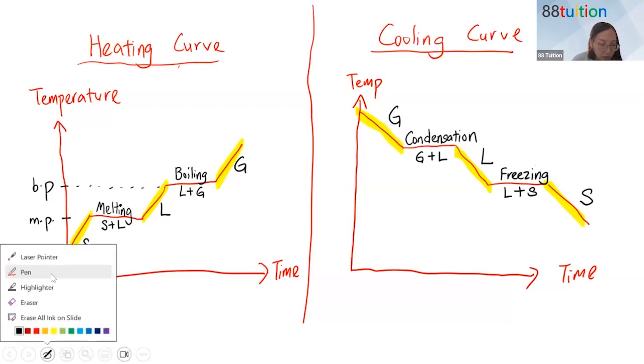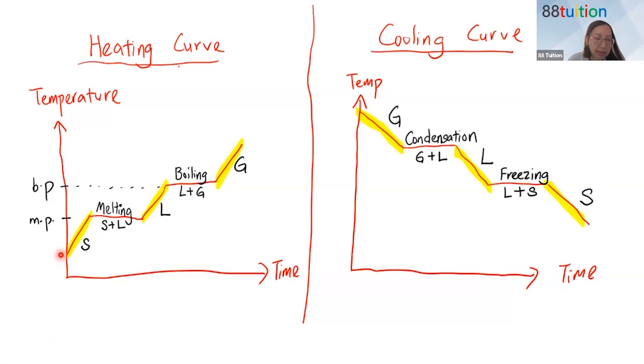Okay, now my next question to everyone is, all right, look at my laser pointer. So everybody knows that during melting, temperature stays the same. During boiling, temperature stays the same. During condensation, temperature remains the same. During freezing, temperature stays the same. My question to everyone is, during melting, is there heat gain? I'm going to type the answer into the chat, okay? Is there heat gain during melting?